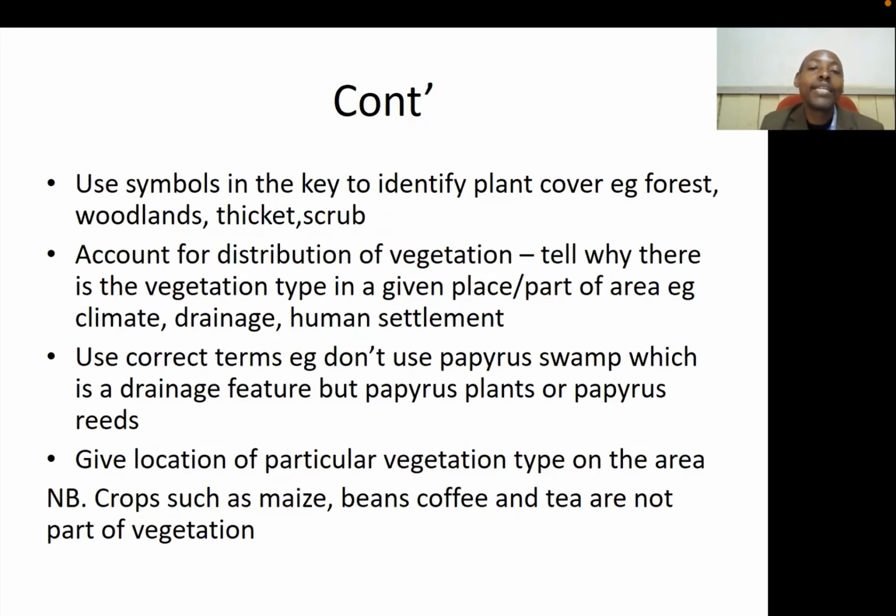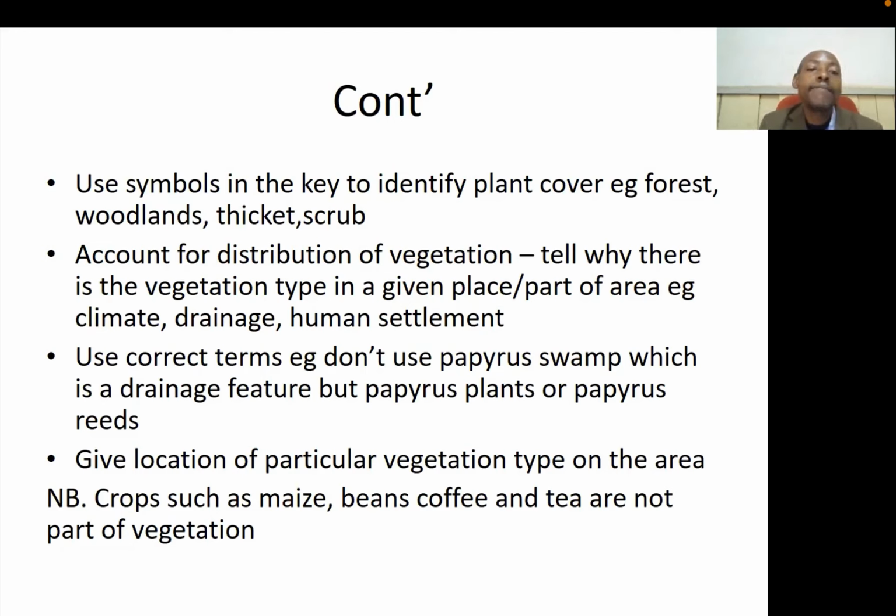Use symbols in the key to identify the ground cover. For example, forest. Don't just assume that the presence of the green shading in the map represents a forest. If you go to the conventional symbols, there are specific symbols inside the green color which show whether it is a forest or it is a thicket or a woodland or a scrub.